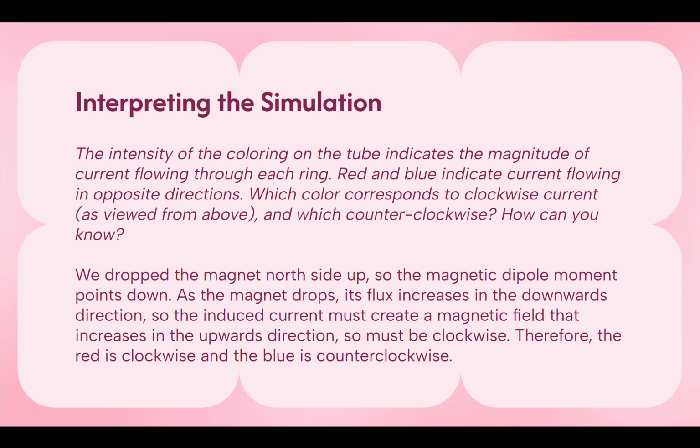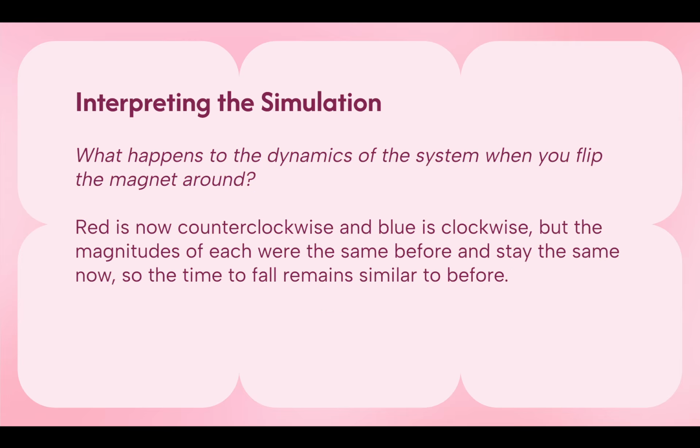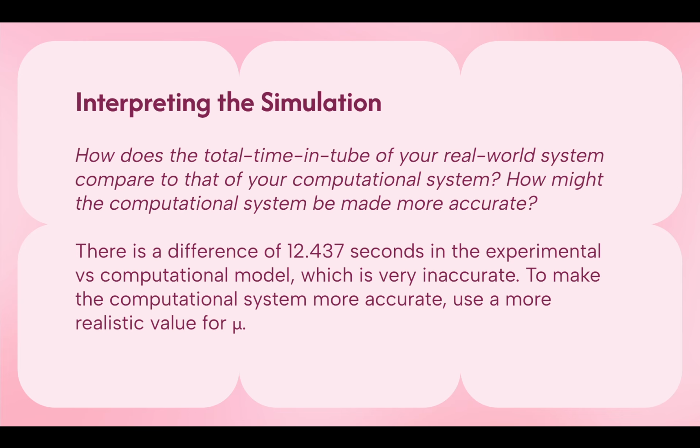We dropped the magnet north side up so the magnetic dipole moment points down. As the magnet drops, its flux increases in the downwards direction, so the induced current must create a magnetic field that increases in the upwards direction, so the induced current has to be clockwise. This means that the red is clockwise and the blue is counterclockwise. If we switch them so that red is counterclockwise and blue is clockwise, the magnitudes of each stay the same, so the time to fall remains similar to before.